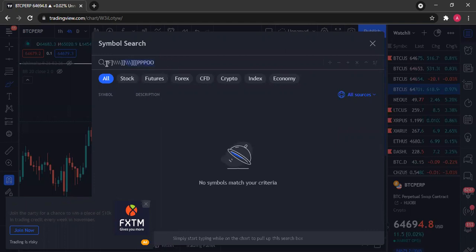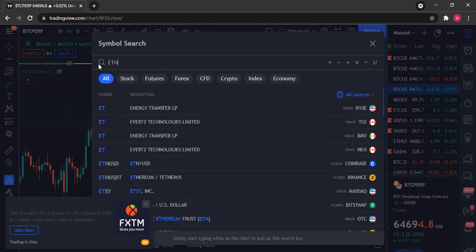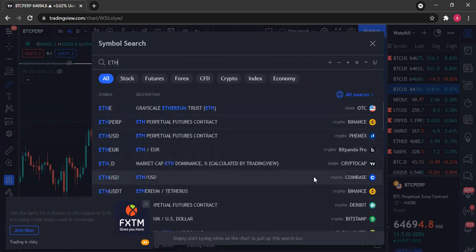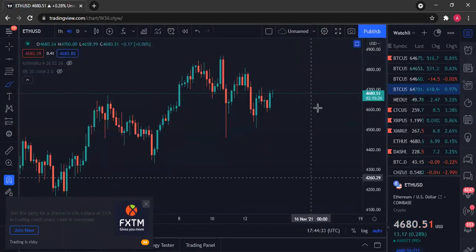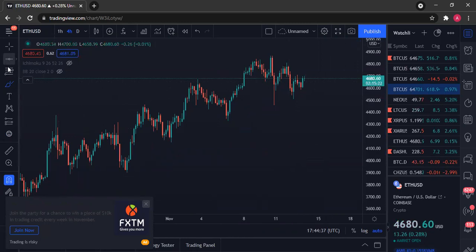A mistake. ETH. So we are on the ETH chart now. Let's choose maybe one from Coinbase. And this is the ETH chart now. And we have to look for the support and resistance. We can see, I do use the rectangle very well.